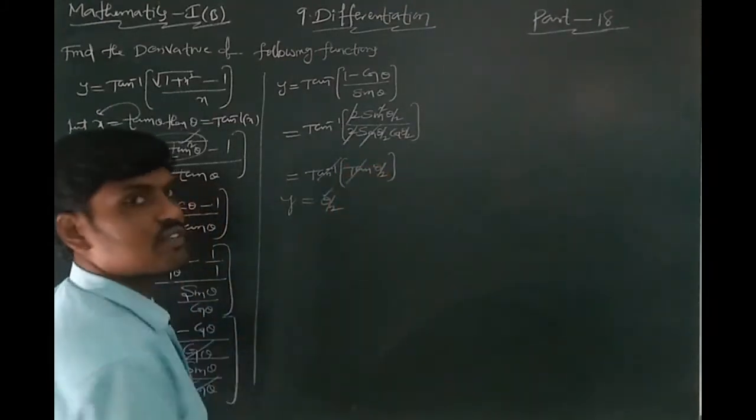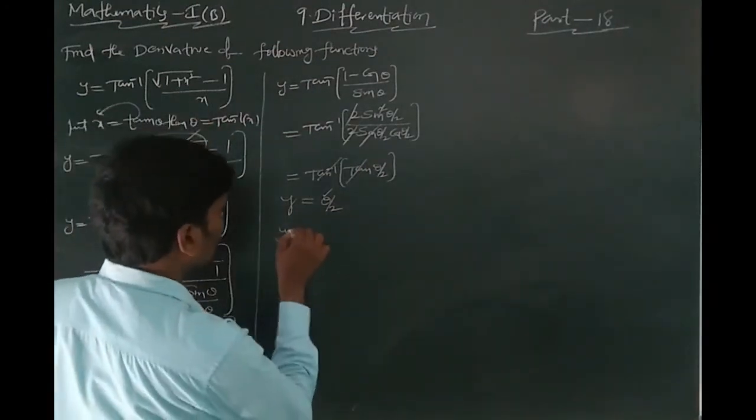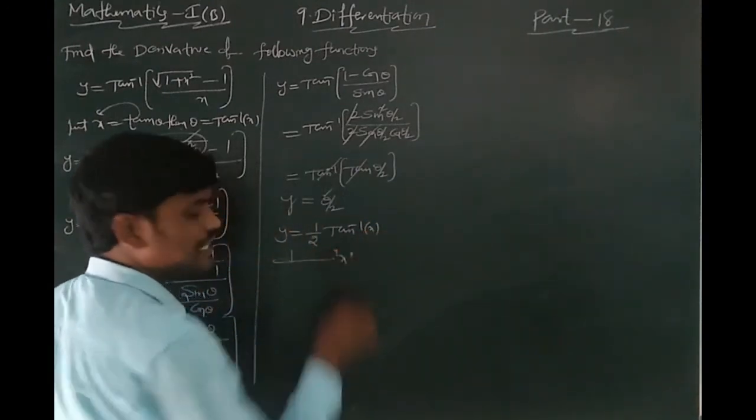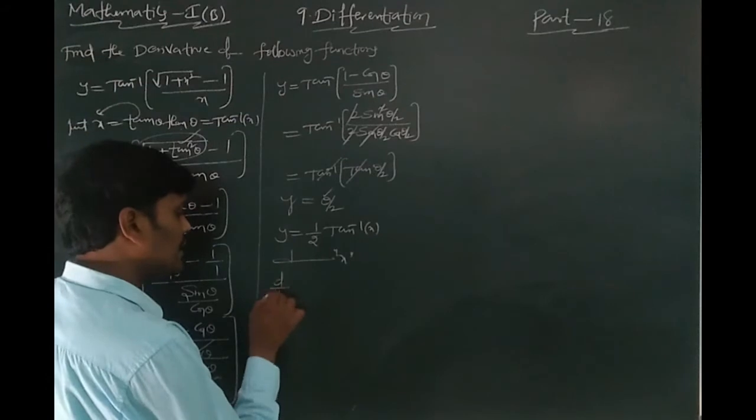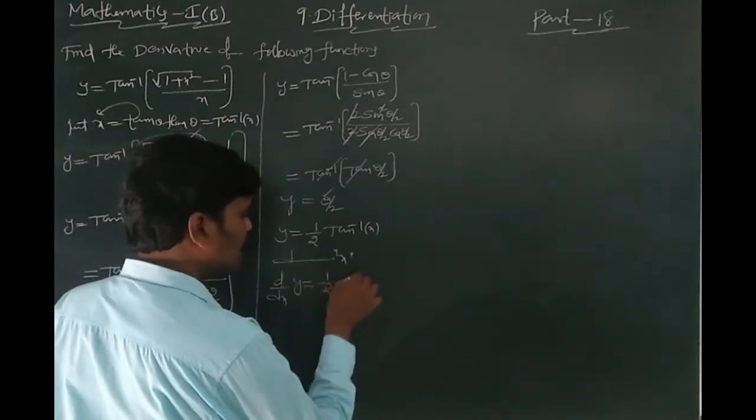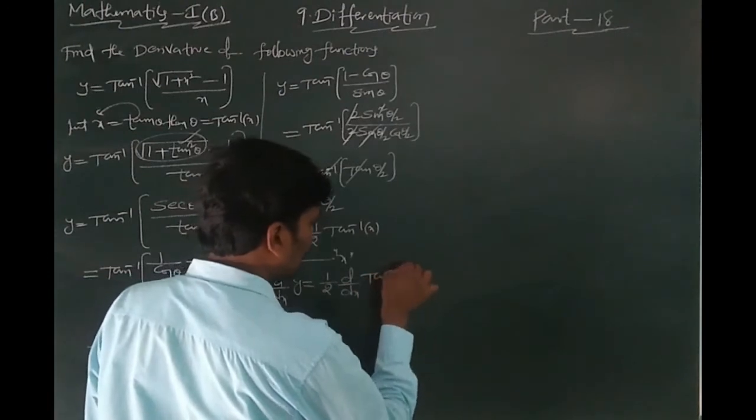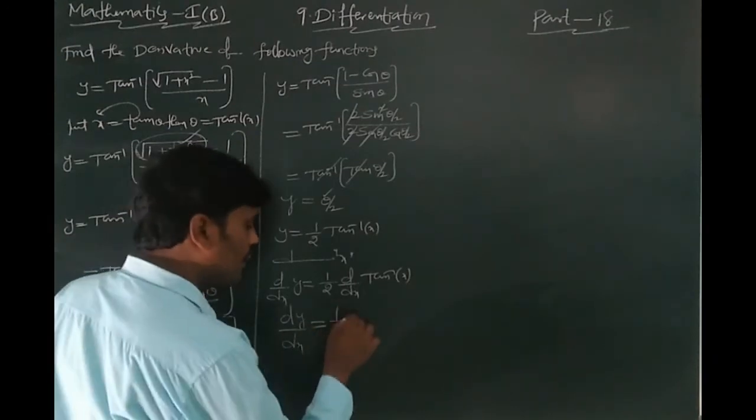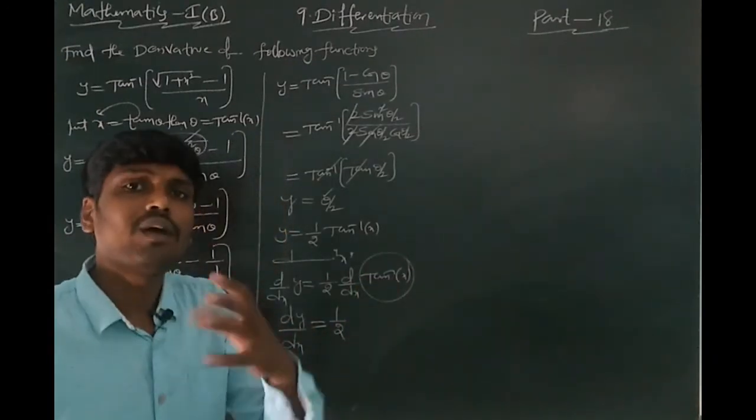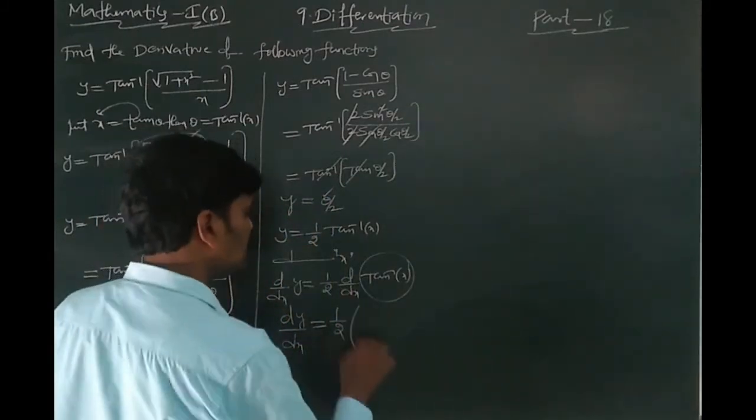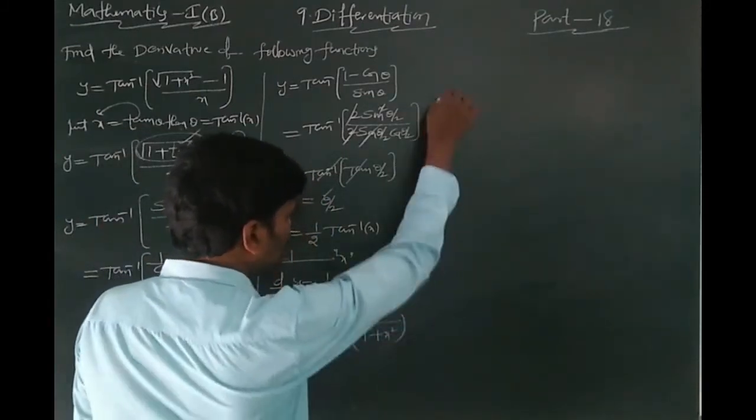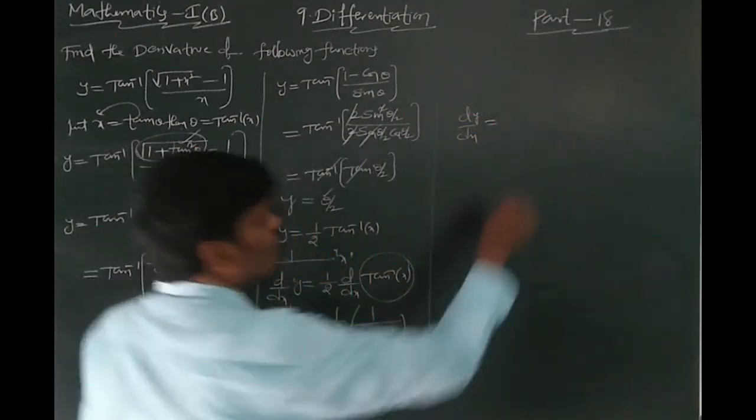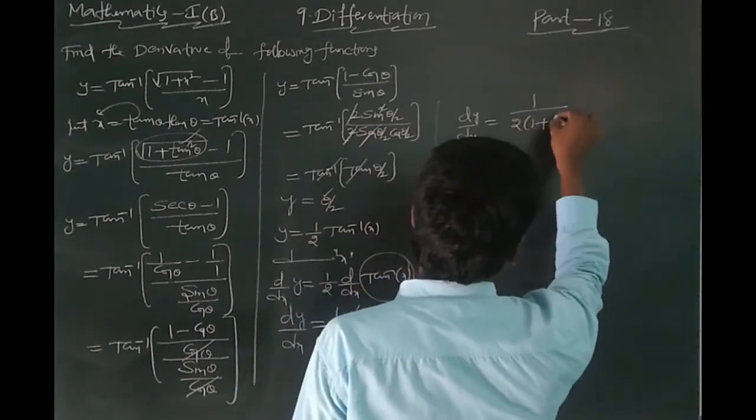After that, what is the value of theta here? Theta value is tan inverse x. So y equal to 1 by 2 into theta, and theta is tan inverse x. Take the derivative on both sides with respect to x. You get d by dx of y equal to 1 by 2, taking it common, d by dx of tan inverse x. Here we can write dy by dx equal to 1 by 2 into the derivative of tan inverse x. What is the derivative of tan inverse x? It is 1 by 1 plus x square. You get dy by dx equal to 1 by 2 into (1 plus x square).